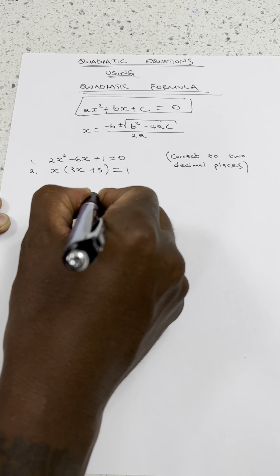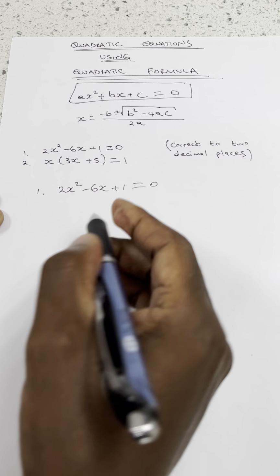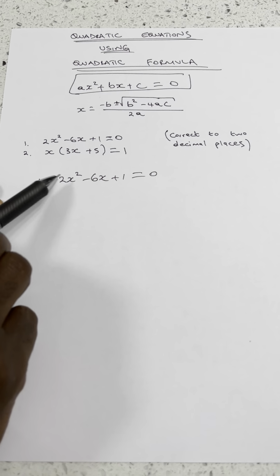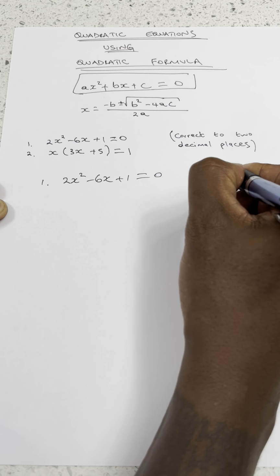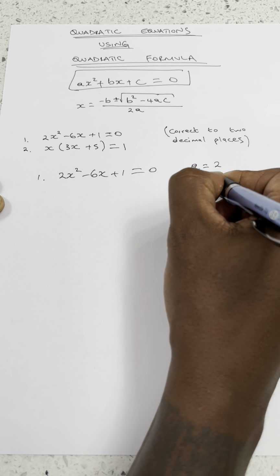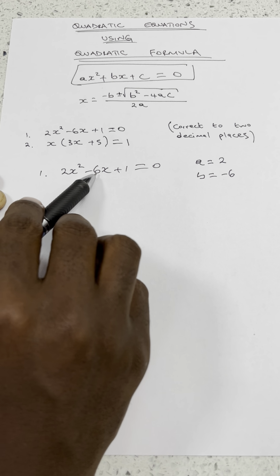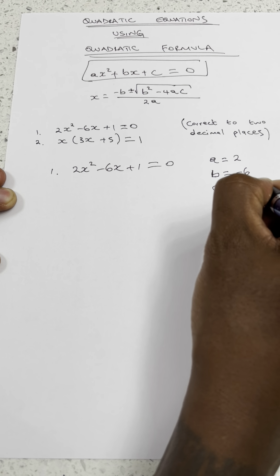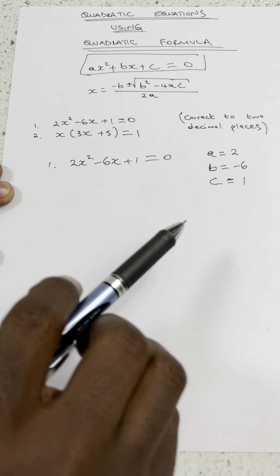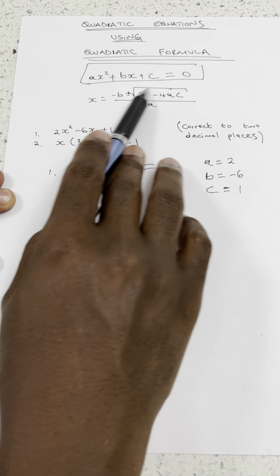2x squared minus 6x plus 1 is equal to 0. So when we compare these two, we see now that our a is equal to 2, our b is equal to negative 6. Please be careful not to leave out the sign. And our c is equal to 1. So all we need to do now is plug in these values into this formula.